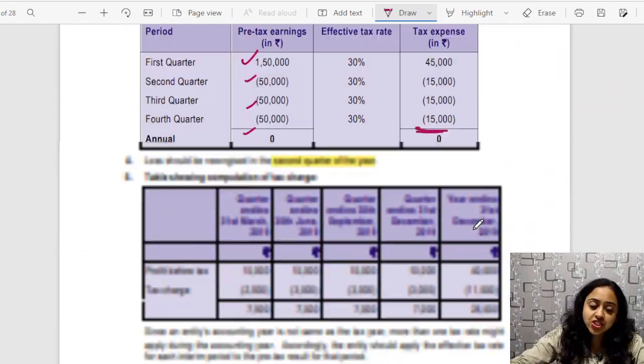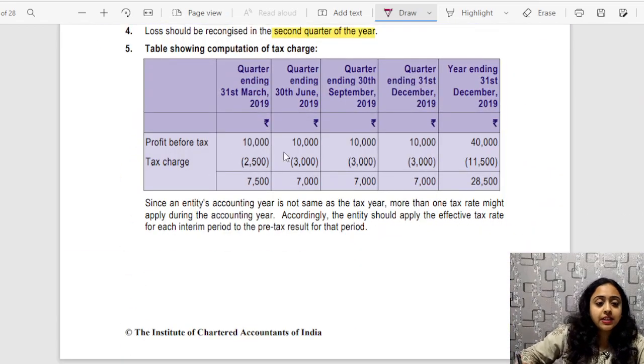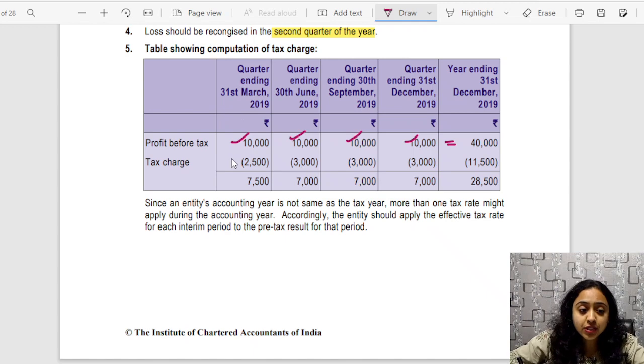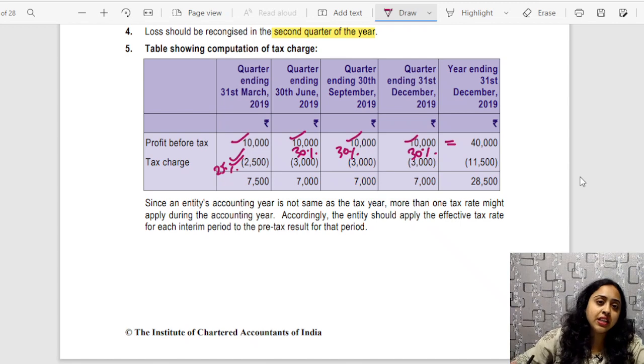Weighted average. See, 10,000, 10,000, 10,000 income is there, total becomes 40,000. Okay, you will be charging 2,500 as per the rate, which is 25% for this quarter, and further 30%, 30%, 30%, as it is given in the question.